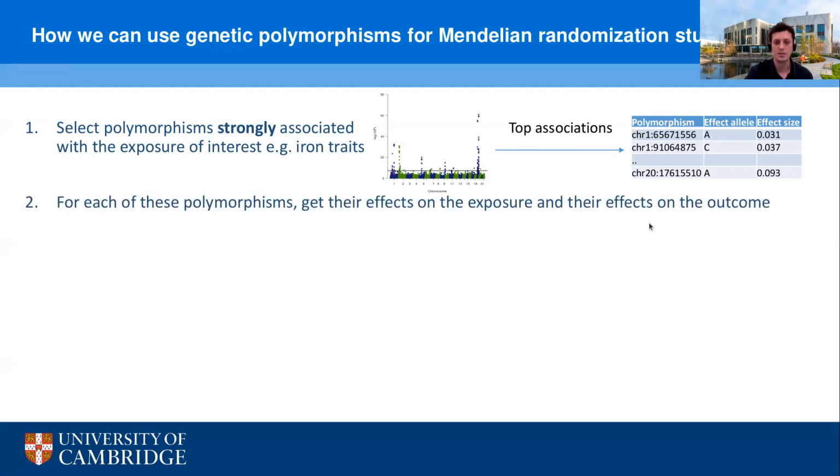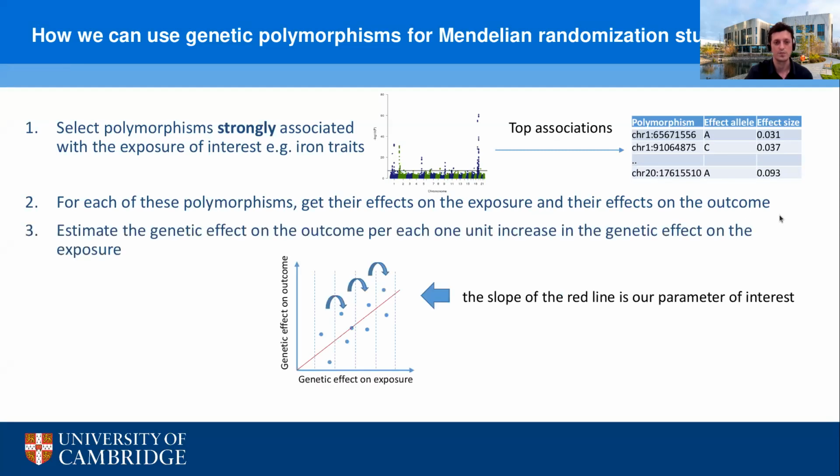And for each of these polymorphisms, we get their effect on the exposure and their effect on the outcome. The exposure, again, can be an iron trait. The outcome can be any disease we are interested in studying, for example hypertension, heart disease, or diabetes. And finally, we estimate the genetic effect on the outcome per each 1 unit increase in the genetic effect on the exposure. Just in concept, we plot something like this.